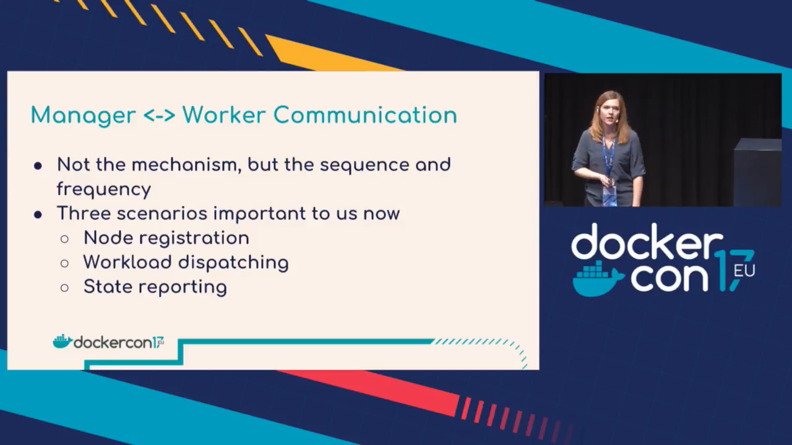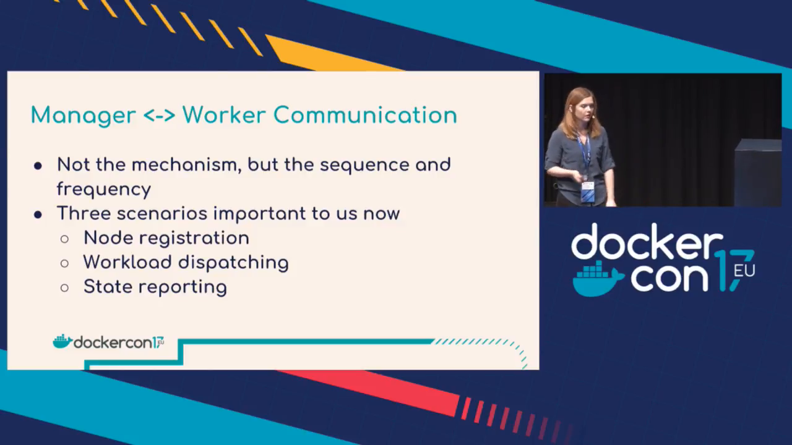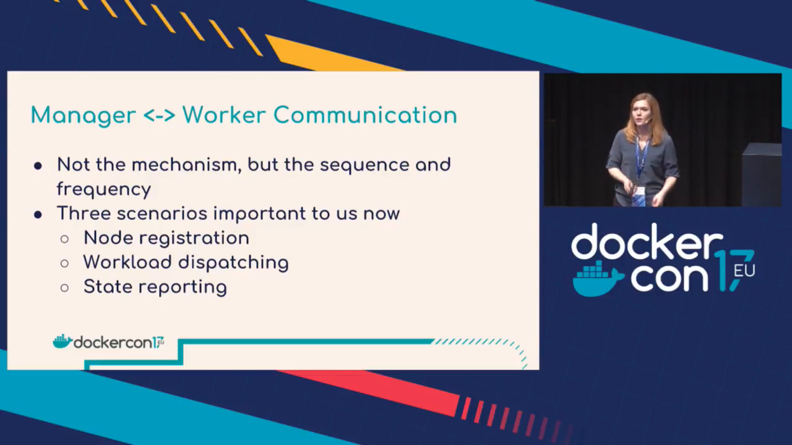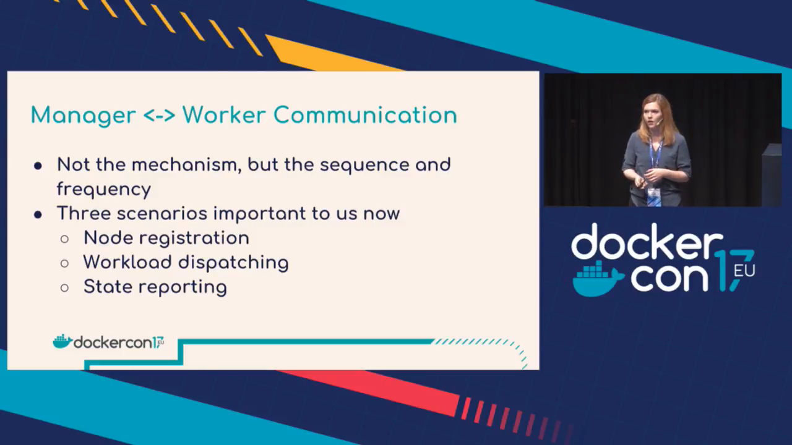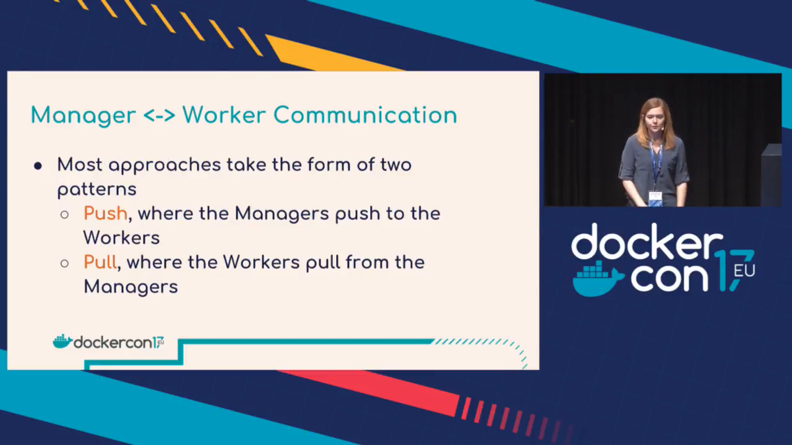I'm not talking about the mechanism of communication. That one's pretty easy to figure out, but the sequence and the frequency of communication. There are specifically three scenarios that are the most important to us and the ones that I'll cover, some in more depth and some in less depth today. They're node registration, workload dispatching, and then state reporting. Reporting the status of tasks, as Stephen just shared, is a kind of shared field.